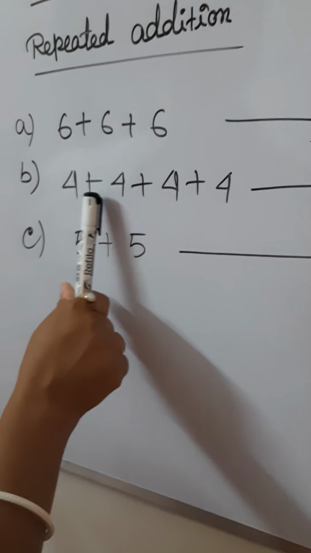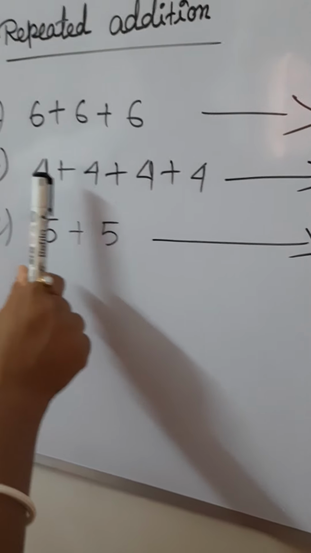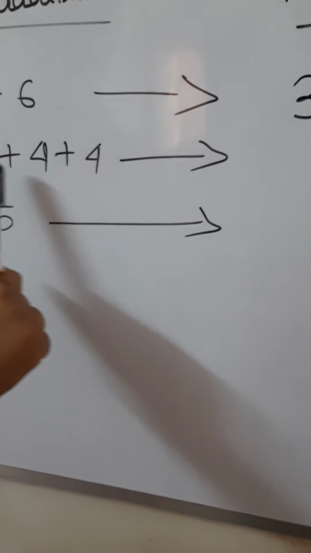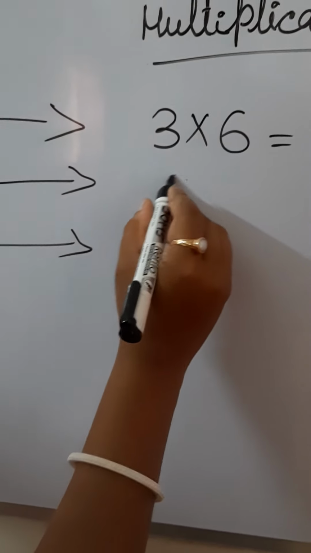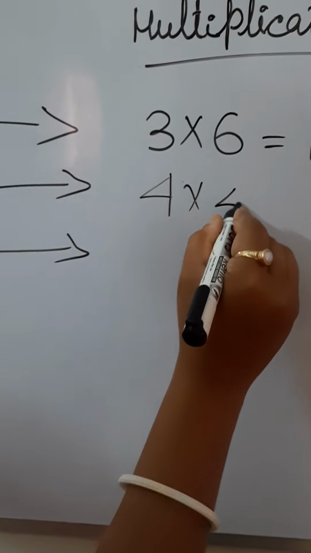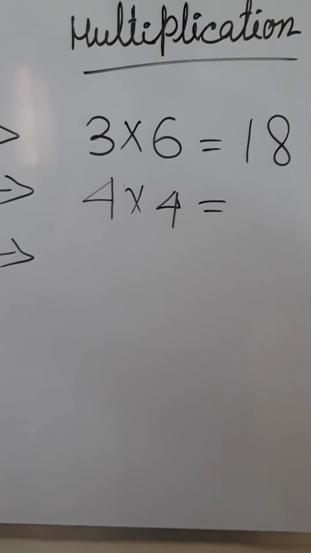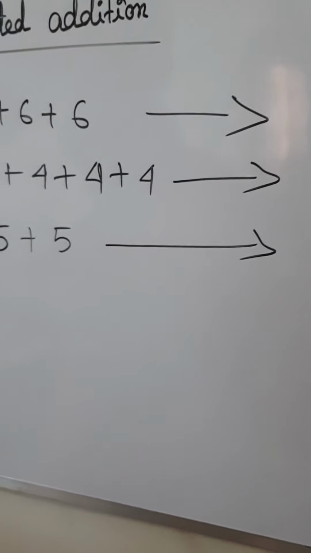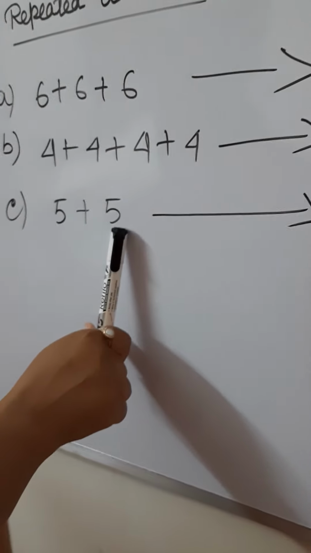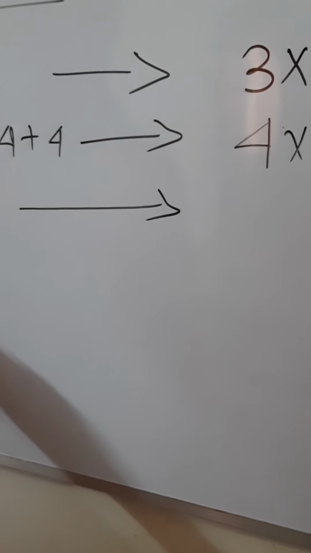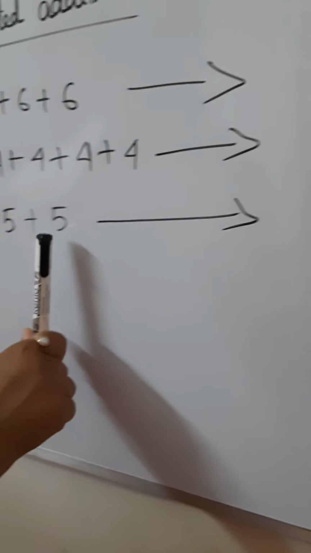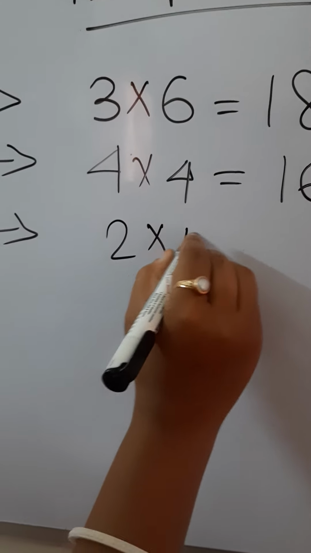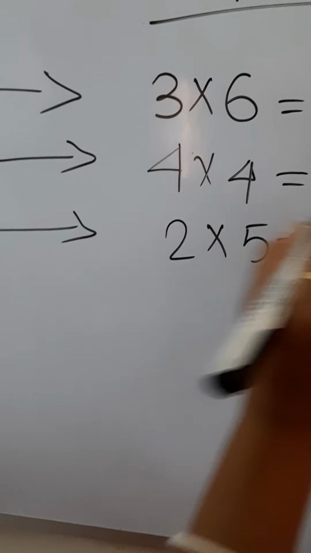Next one, first we have to count how many 4s are there. 1, 2, 3, 4. How many times? 4 times 4. So we have to write 4 into 4. So the product is, 4 4s are 16. And the last one, 5 plus 5. First we have to count how many times 5 is there. 1, 2. 2 times 5. So 2 into 5 equal to 10.